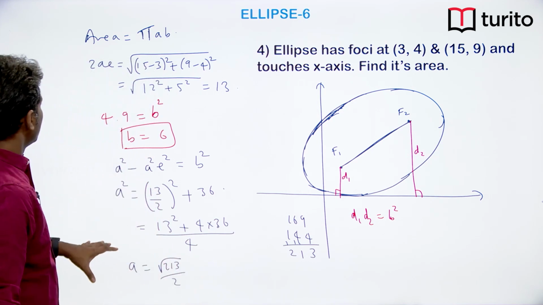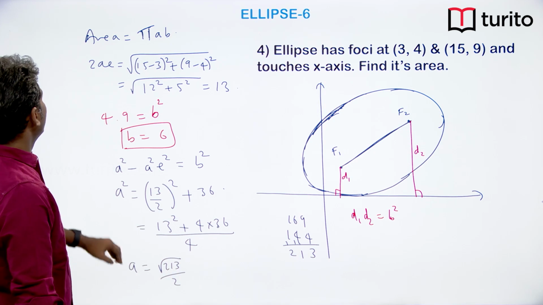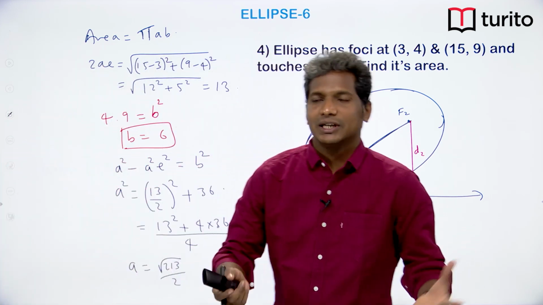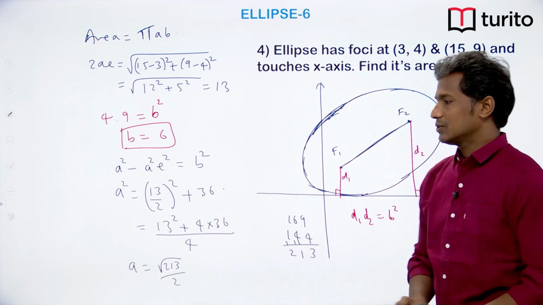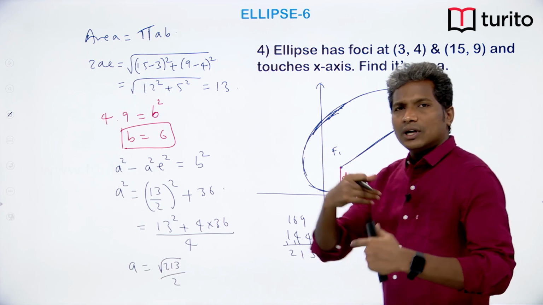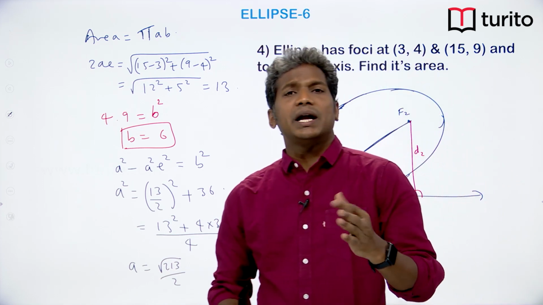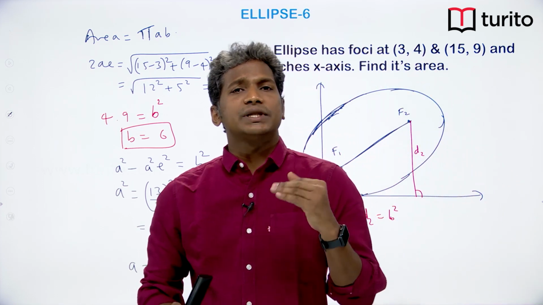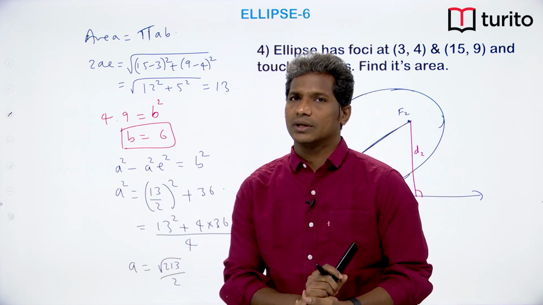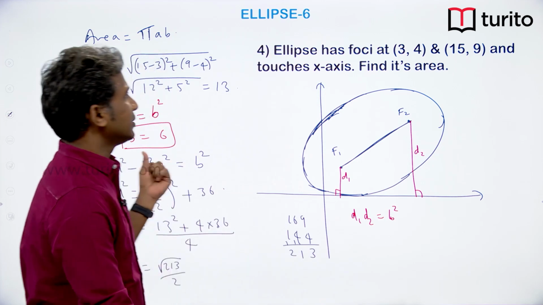So now we got a, and we got b also, b is 6. So we can get the area using pi ab. That way we can proceed with the problem, and I think this kind of analysis and application of properties is always touched on in mains level exams and also advanced level exams. Come on, quickly make a note of this.